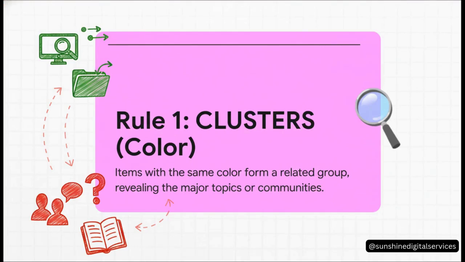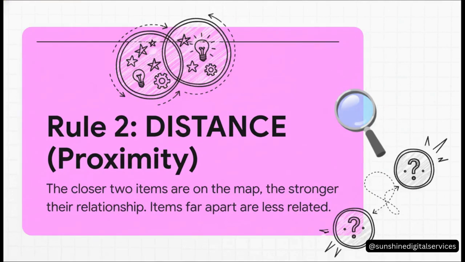Anything that shares the same color belongs to a cluster. You can think of these as different research neighborhoods. So imagine you're mapping AI research. You might see a huge red cluster for machine learning, a big blue one for natural language processing, and maybe a smaller, new purple cluster connecting them both to ethical AI. And boom, you can see exactly where the new, interesting conversations are happening. It's awesome.